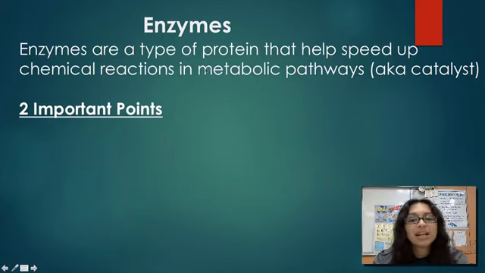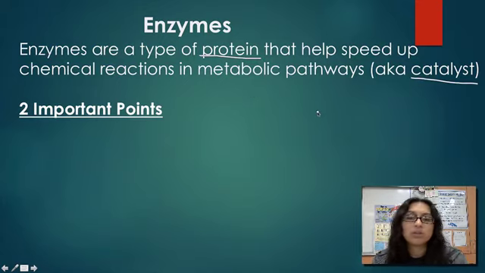So enzymes are a type of protein, so that's really important. Enzymes are a type of protein that speed up chemical reactions, and we call them a catalyst. So that's another word you can use for enzyme. A catalyst is anything that's going to speed up a chemical reaction. Now there's two important points about enzymes that connect them with the activation energy.